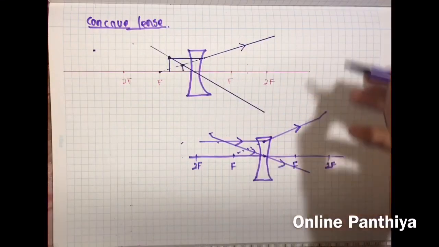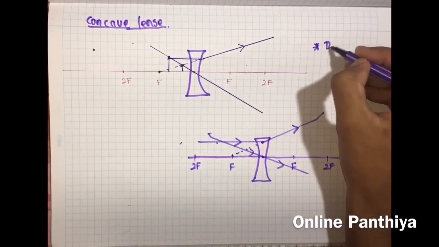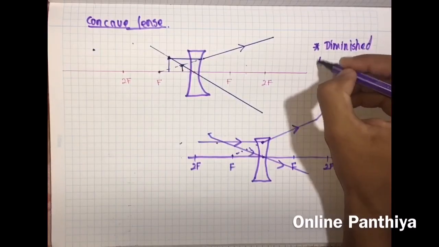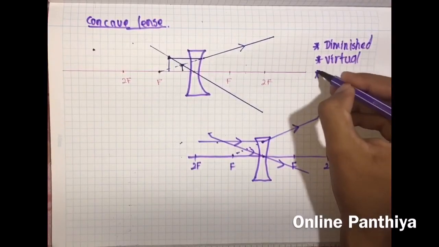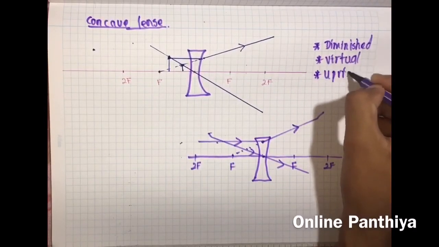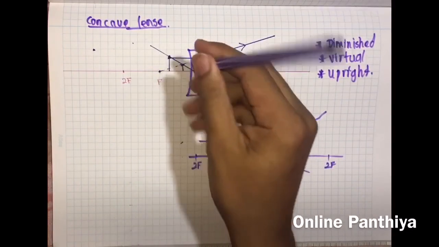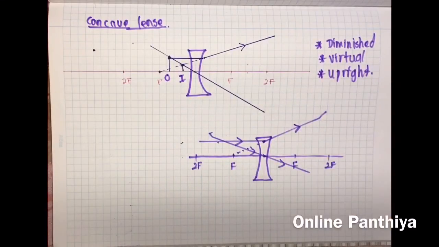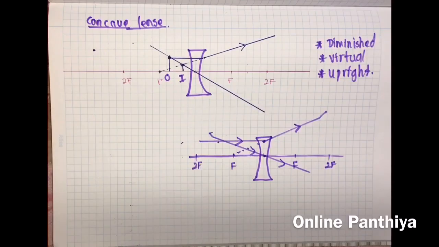So we can write the characteristics. One is that it is diminished. And the other is it is virtual, and also you can say it is upright. Is this part clear? Now wherever you place the object, you will get the same diagram. If you can just try it, placing it anywhere you want. Is that clear? That's all you have under lens.